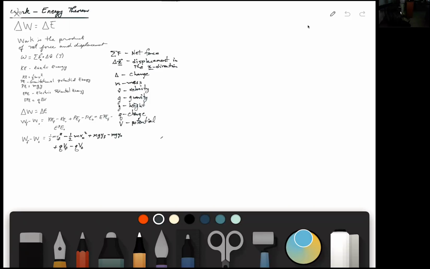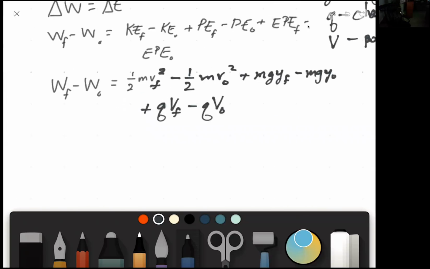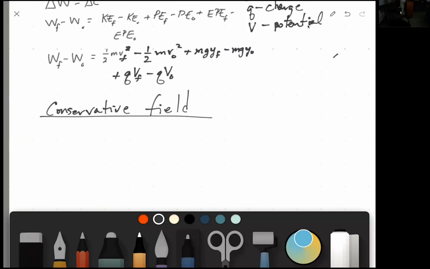All right. So if we work in something known as a conservative field, a conservative field is a field where if you do work in that field, you'll get all of your work back. So if you do some initial work, you'll get all of your work back. So when we have this kind of scenario, we'll end up with our work energy theorem.